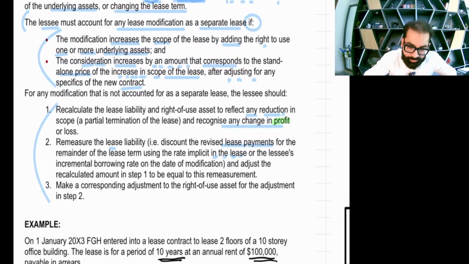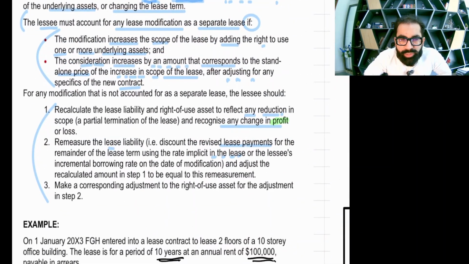Now the next part. As a student you may ask, sir, what if one of these conditions is not met? What will happen then? Then we will incorporate the modification in the existing lease. Okay, how?